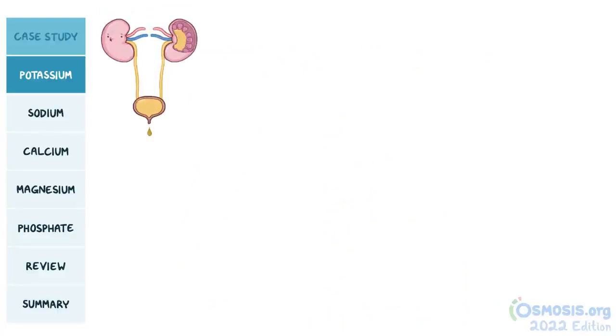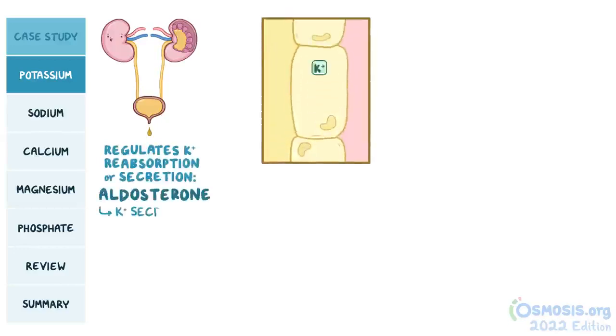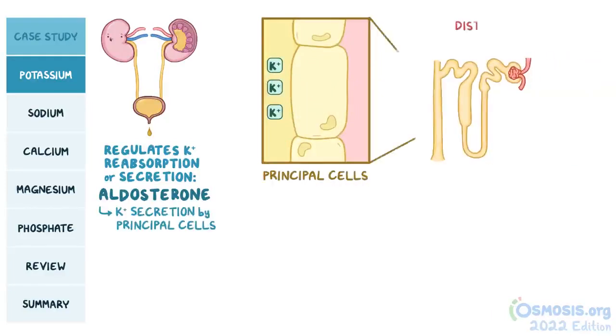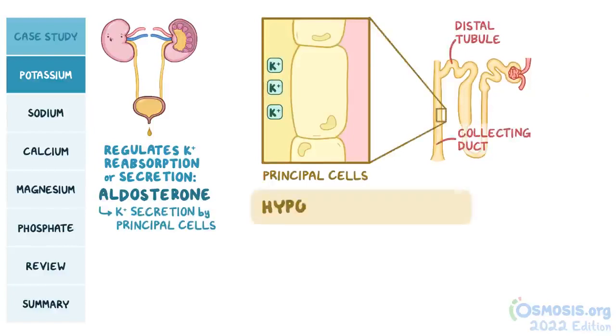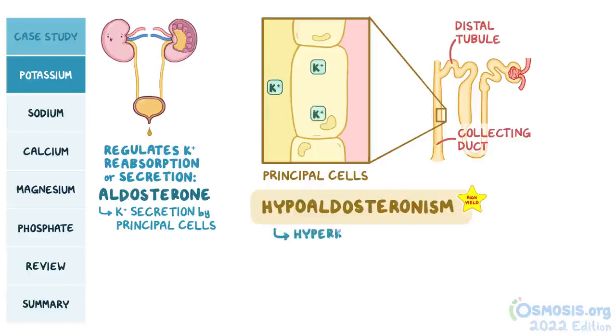Now, an important hormone that helps regulate potassium reabsorption or secretion in the kidneys is aldosterone. Aldosterone promotes potassium secretion by the principal cells of the distal tubule and collecting duct of the nephron. So in situations where somebody's unable to produce enough aldosterone, which is called hypoaldosteronism, there's less potassium secretion by the principal cells, and therefore more potassium is retained, leading to hyperkalemia.